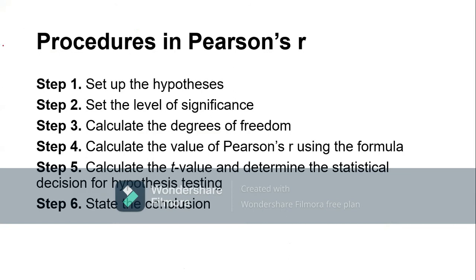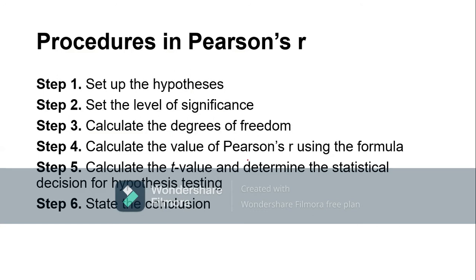So first, as always, you have to set the hypothesis, a null and an alternative hypothesis. Step 2, you have to set the level of significance. You also have to calculate the degrees of freedom. Degrees of freedom, you need to know, class, so that you know what the critical value is for that statistical test.